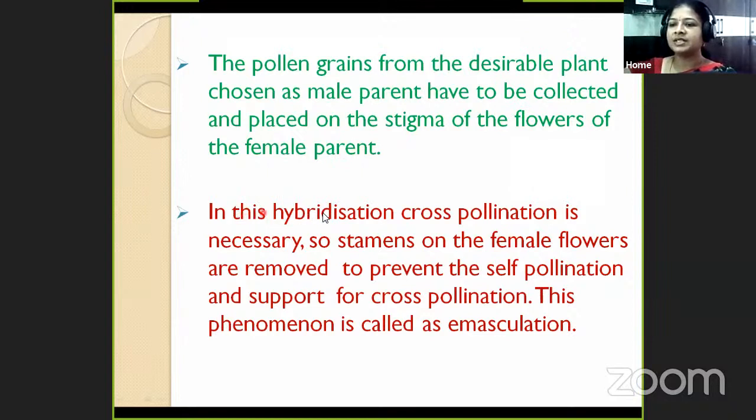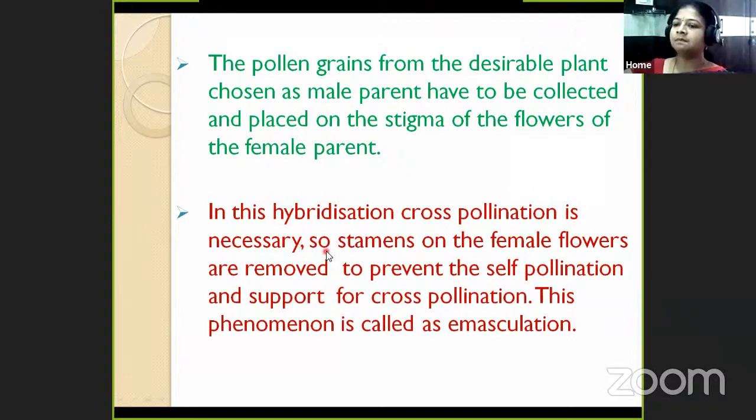In this hybridization, cross pollination is necessary. Cross pollination means stamens or pollen grains are collected from a male parent, and those collected pollen grains are transferred to the female flower of the other plant, not on the same plant. They are transferred to the stigma of the female flower on the other plant. It is called cross pollination. Due to cross pollination, some variations are formed. So in this hybridization, cross pollination is necessary.